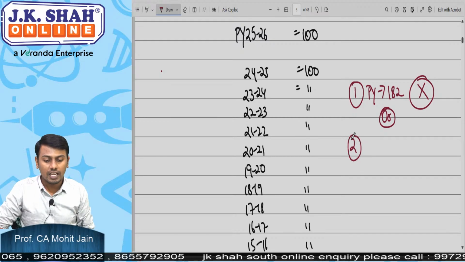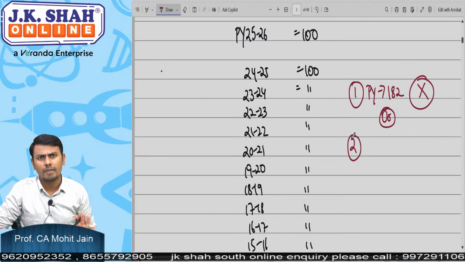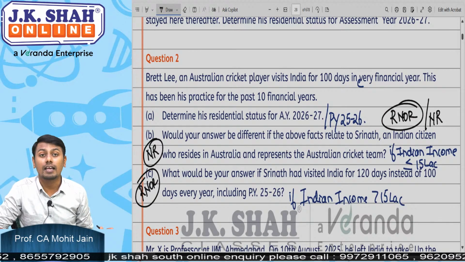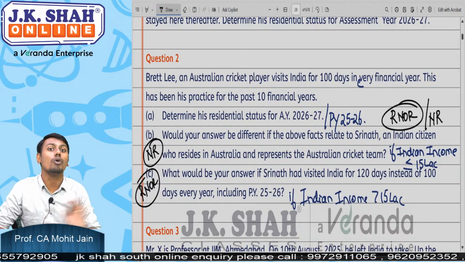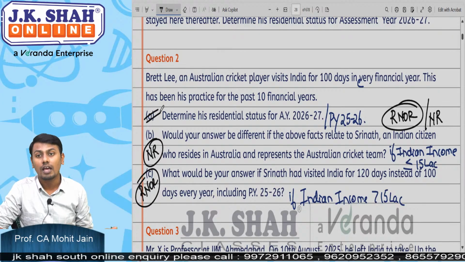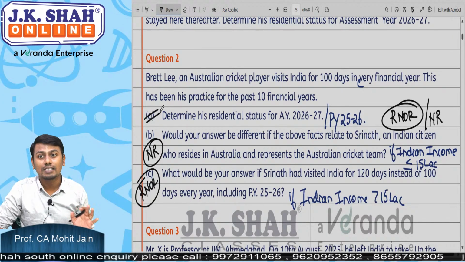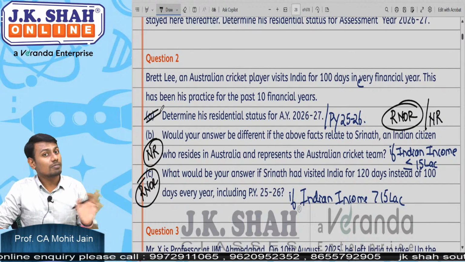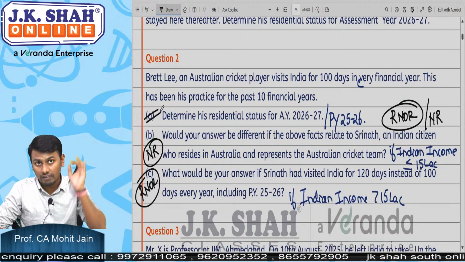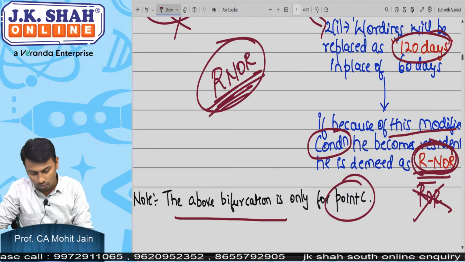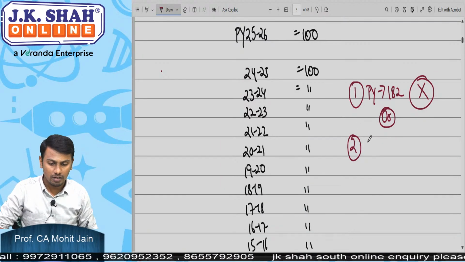Now before starting basic condition number 2, is he covered by any exception? He is Brett Lee. Is he an Indian citizen? No. In the second case, yes, but we are only focusing on the first case right now. Is he an Indian citizen? No. So can I say the exceptions are not applicable? Means we will now have to check basic condition number 2.